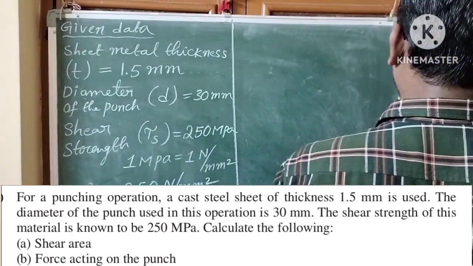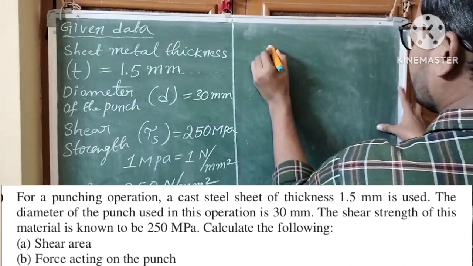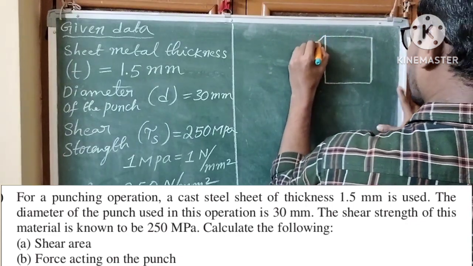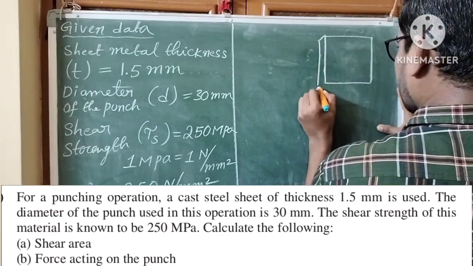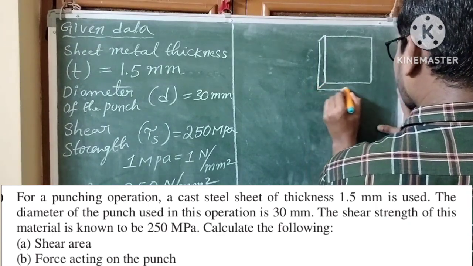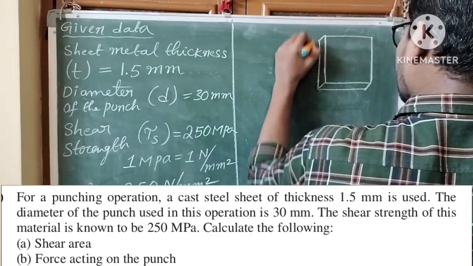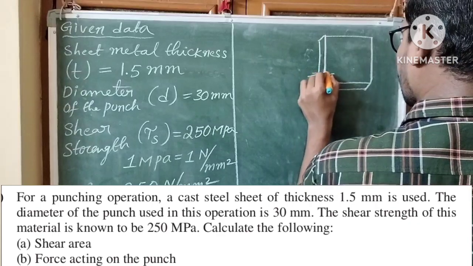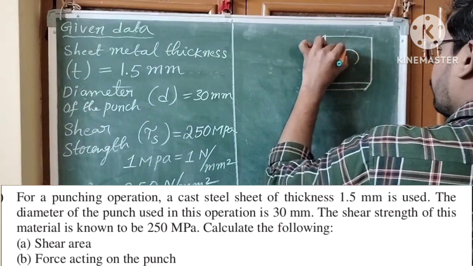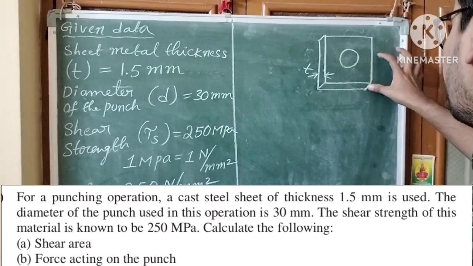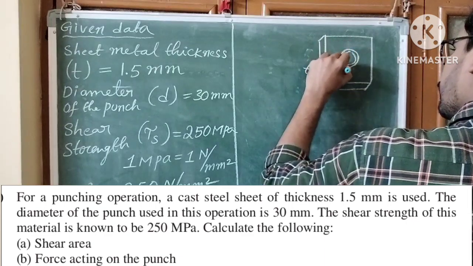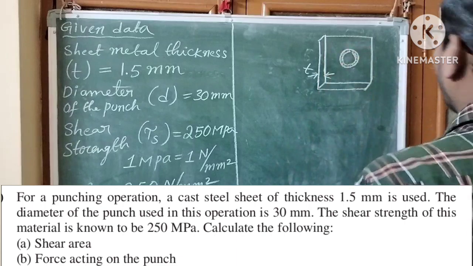Before that, let us draw a simple diagram of the punching operation. There is a sheet metal of thickness 1.5 mm. We are producing or forming holes in this sheet metal using a punch.